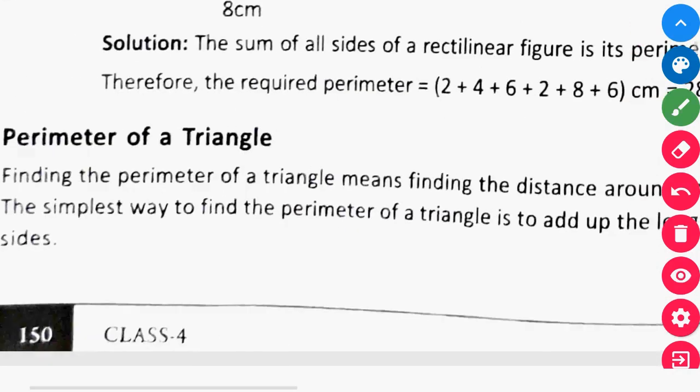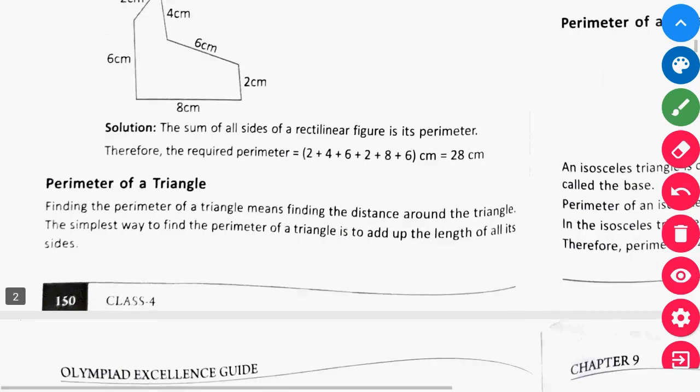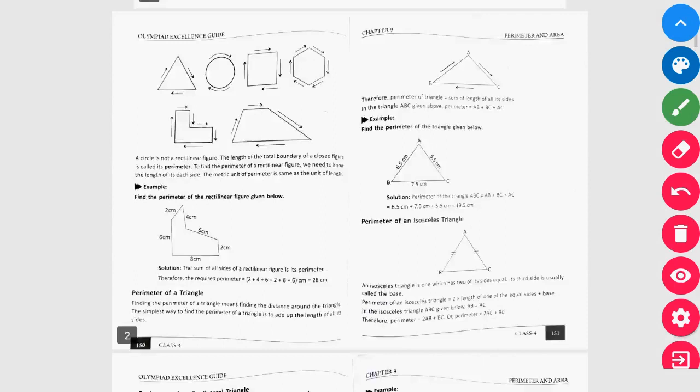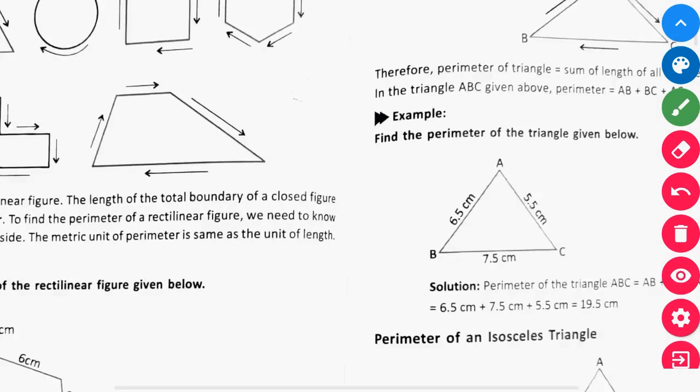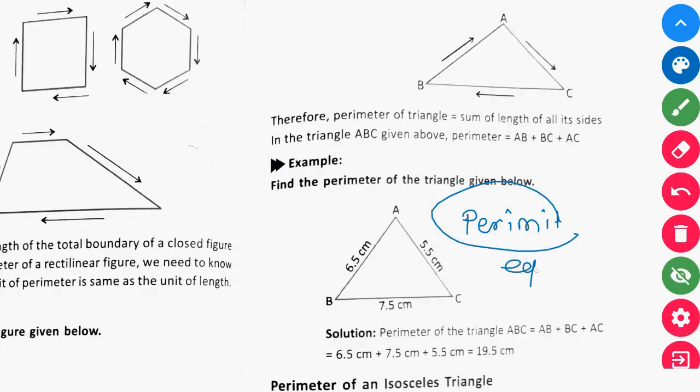Now perimeter of triangle. So while calculating the perimeter of a triangle, we know the triangle has different types, like equilateral triangle, isosceles triangle. So if the triangle is an equilateral triangle, then all the sides have equal length. So what we do while calculating the perimeter of an equilateral triangle, we just multiply the side length with 3. So we get the perimeter of the equilateral triangle.